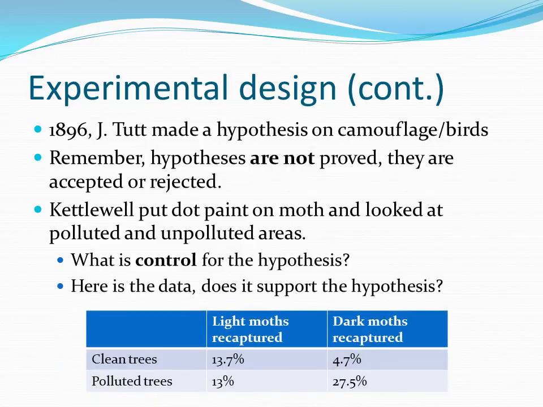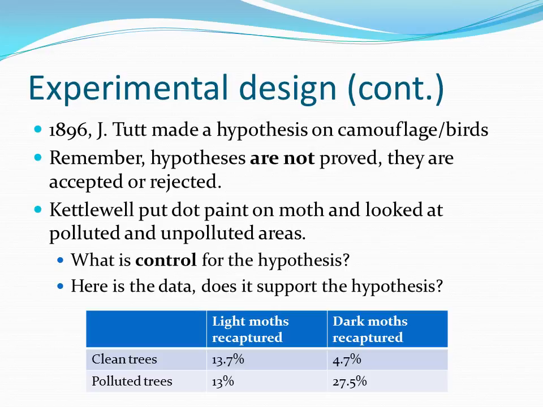And I want you to look at the first line. These are clean trees, and he looked at light moths and dark moths that were captured off both of them. And he saw that there was about 13.7% light moths captured off clean trees. And he saw that the dark moths that were recaptured were much lower. Okay? These were trees that were darker, and it was harder for them to capture more of those dark moths because they couldn't find them as well in the bark.